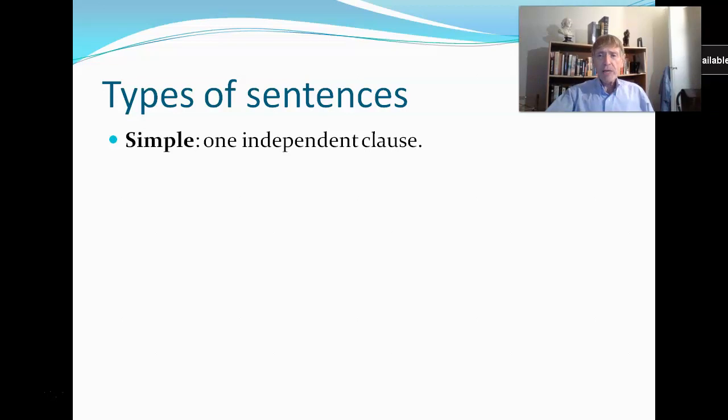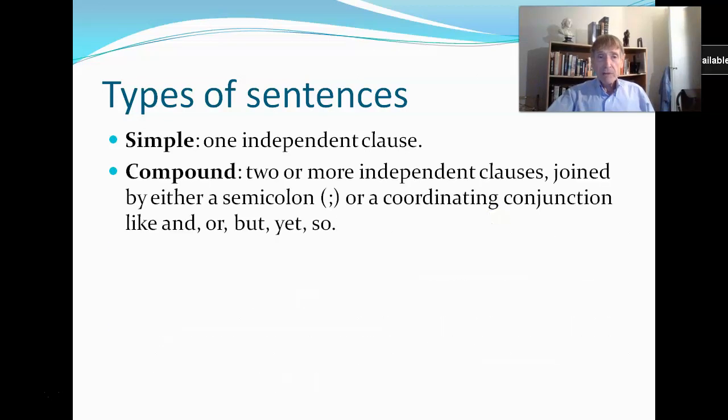We really have three. Okay, we have the simple sentence, which is one independent clause. We said an independent clause can always serve as a sentence because it has the three elements and it can stand by itself. Then we have compound sentences. Okay, those are two or more independent clauses joined by either a semicolon, which is a proper way of joining two independent clauses, or a coordinating conjunction such as and, or, but, yet, and so. Okay, so it's not just a comma in a compound sentence. It's got to be a comma and a coordinating conjunction.